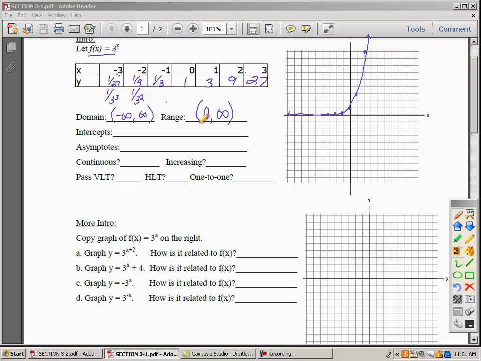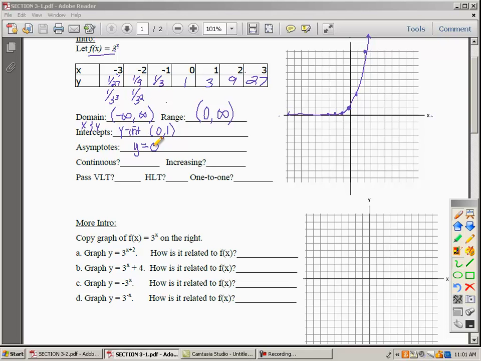Do we have any intercepts? Now you want to look at both x and y intercepts. You'll notice there are no x-intercepts because it's not touching the x-axis. But there is a y-intercept, and it occurs at the point 0, 1. Are there any asymptotes? Well, yes, we said it wouldn't touch the x-axis, so that's the equation y equals 0. Again, don't write x-axis, we're looking for an equation.